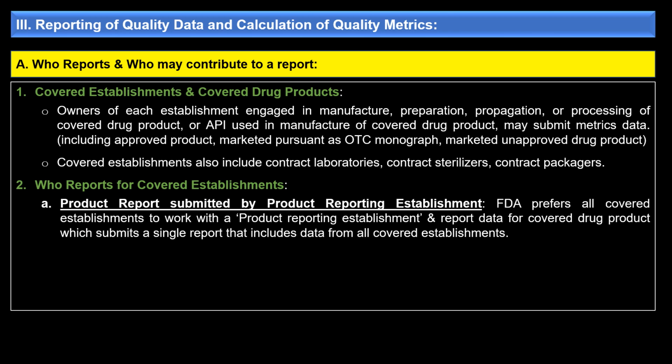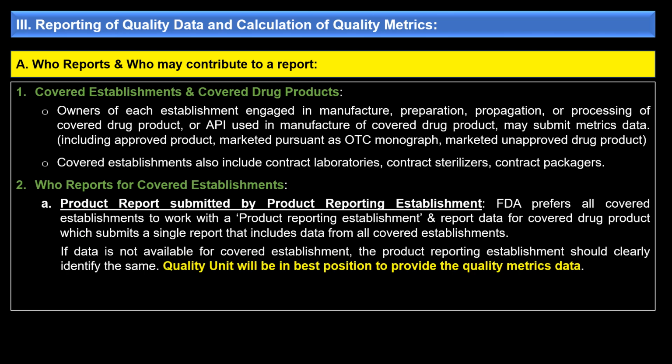So FDA prefers that all the covered establishments work together with one centralized product reporting establishment and report the matrix data for the covered product to the centralized product reporting establishment, which will prepare a single report that includes data from all covered establishments. If data is not available for one particular covered establishment, then the centralized product reporting establishment will mention clearly the same.